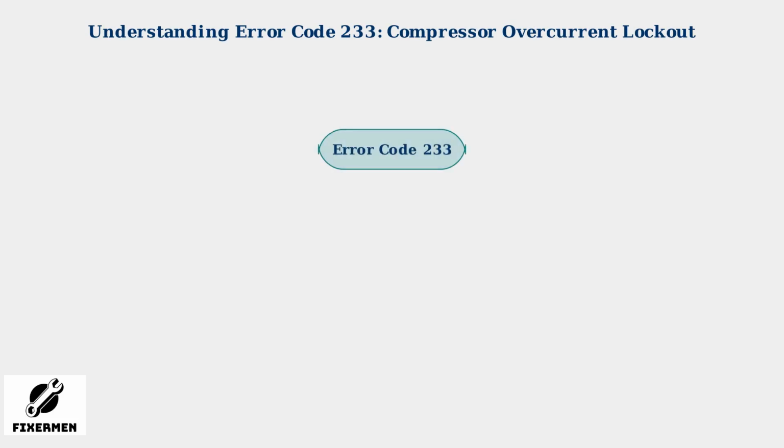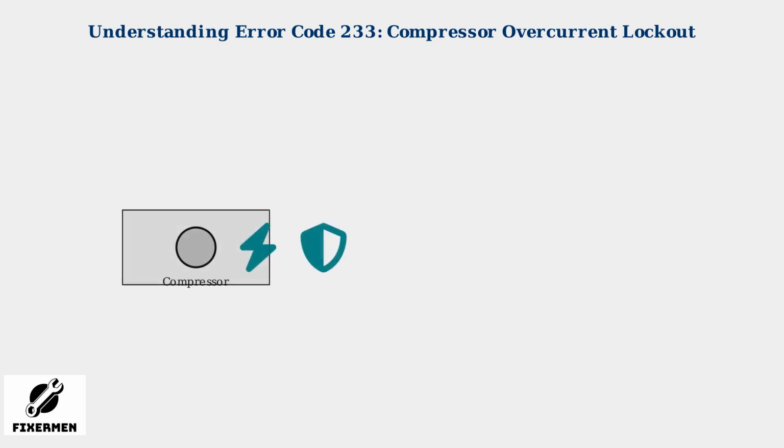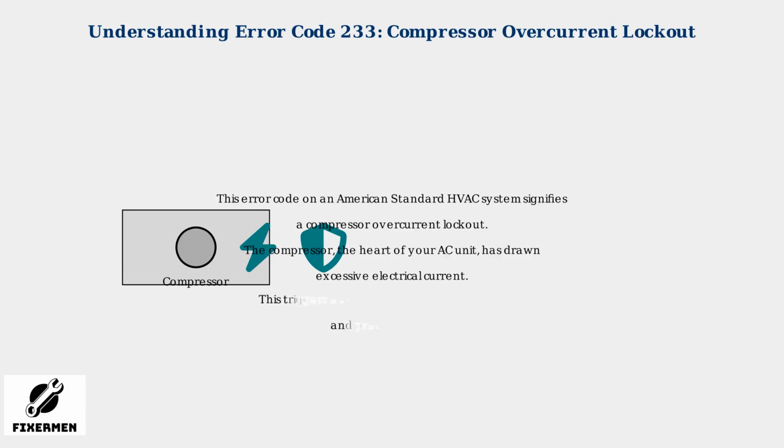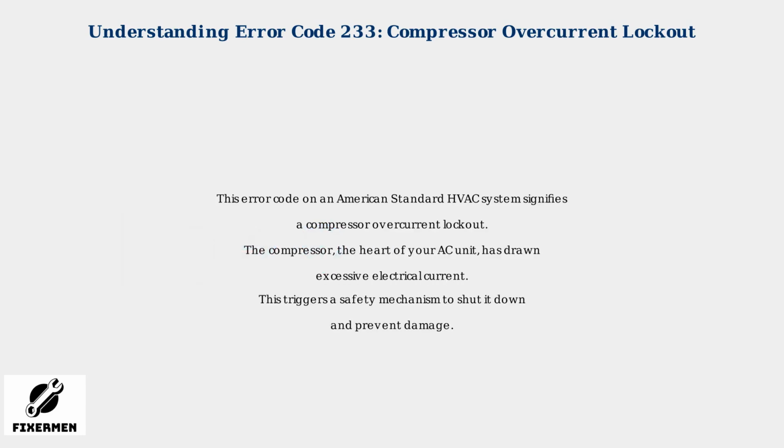Error code 233 on an American Standard HVAC system signifies a compressor overcurrent lockout. This means the compressor, the heart of your AC unit, has drawn excessive electrical current, triggering a safety mechanism to shut it down and prevent damage. This is not something you can ignore, as repeated lockouts can severely damage your compressor. This code specifically indicates that the system has locked out the compressor after repeated overcurrent attempts.